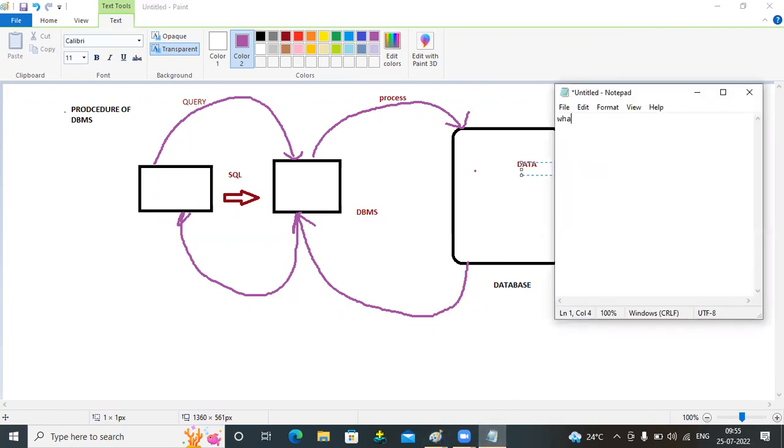And next, here there is a question. So what is DBMS? DBMS is database management system. DBMS means database management system. Next, a database management system is nothing but a program that stores the data, that retrieves the data, and modifies the data.